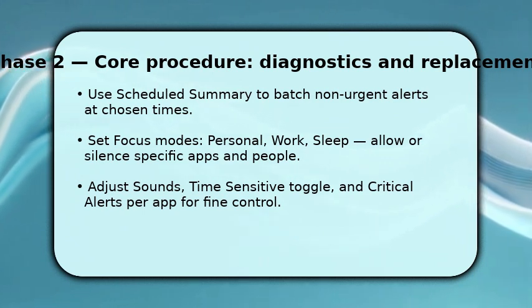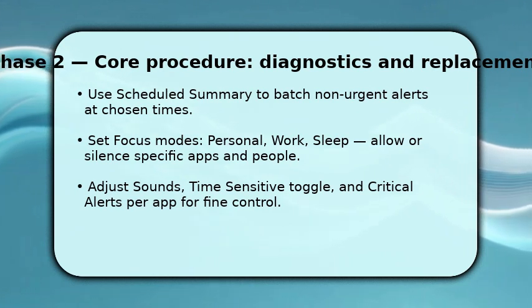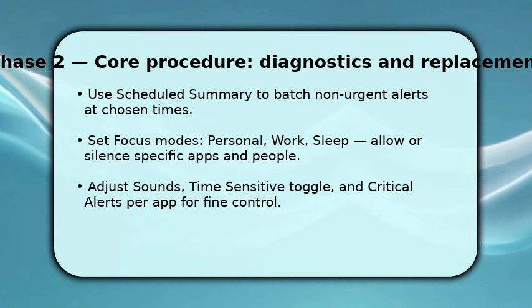For each app, open its notification page and toggle time-sensitive or critical alerts to prioritize immediate items. Also customize sounds and vibrations so you can tell urgency by feel.